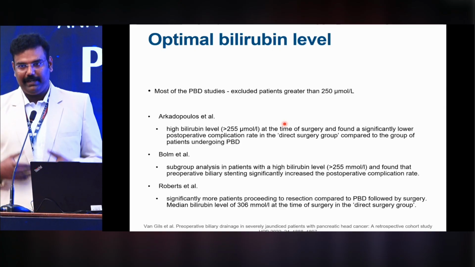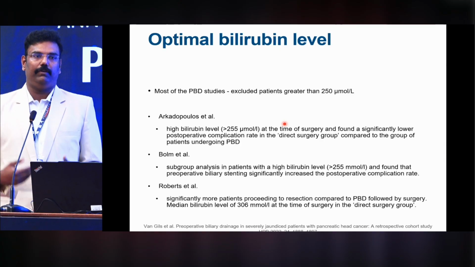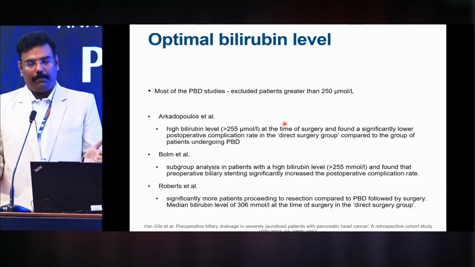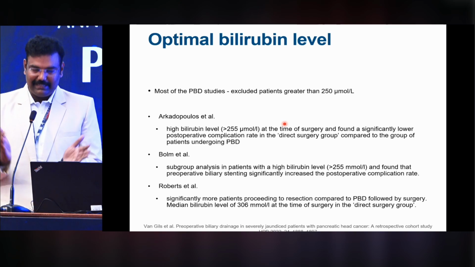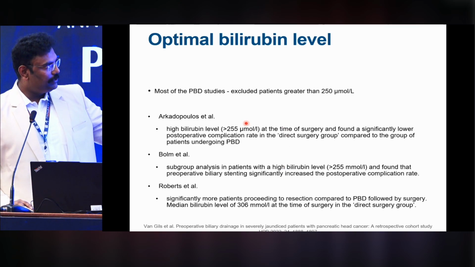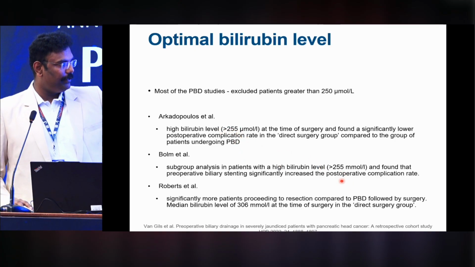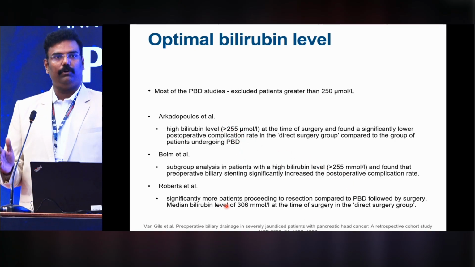So the immediate outrage was, the limitation that was quoted was, the DROP trial talked about patients who had a lesser amount of bilirubin. So we did have studies later which showed higher bilirubin levels. So this is almost like 15, 255, 255, and 306 was around 18.